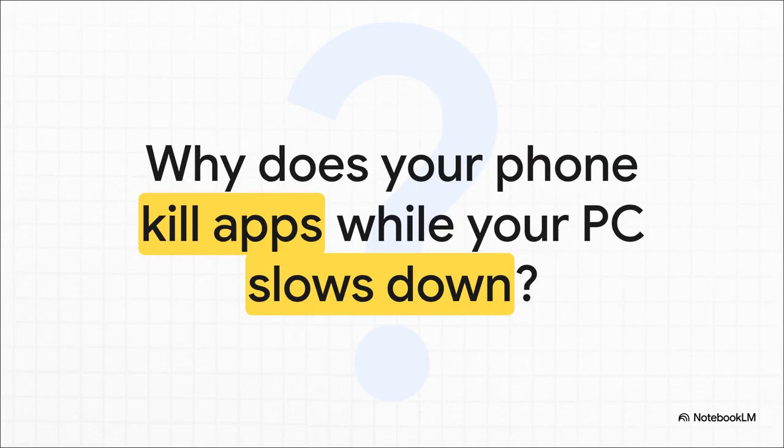You know that feeling, right? You switch back to an app on your phone, and poof, it has to reload from scratch. It's frustrating. But on your PC, that very same app would probably still be right where you left it, even if the whole system felt like it was wading through molasses. So why the difference? Why does one device kill and the other just chug? That's the exact mystery we're going to solve.